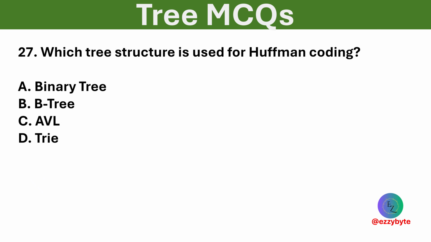Which tree structure is used for Huffman coding? Options are binary tree, B tree, AVL, and trie. Option A is correct. Huffman coding uses a special binary tree for compression.